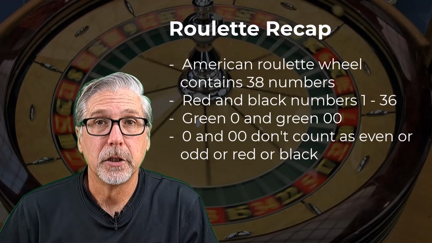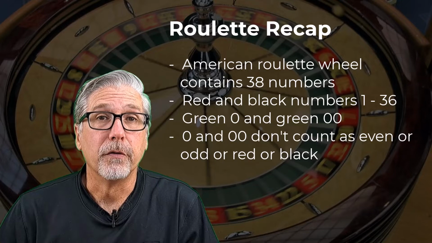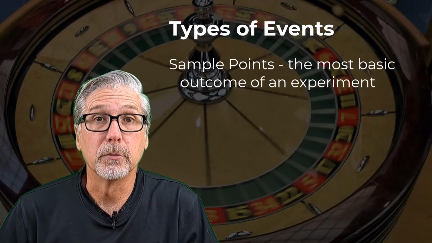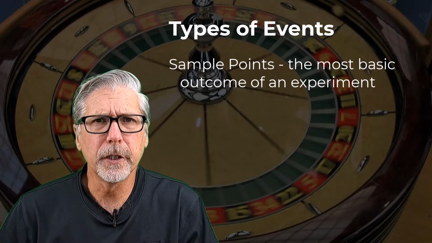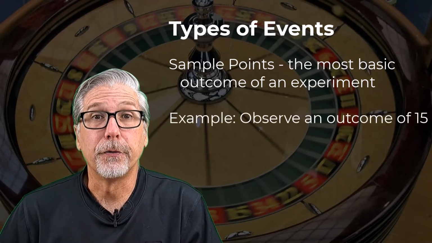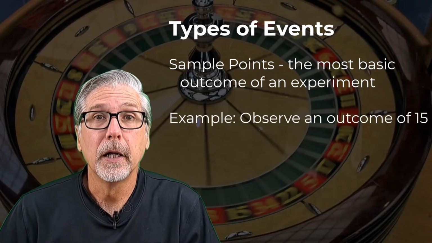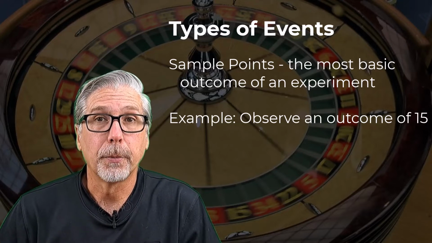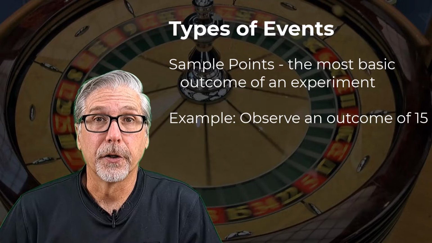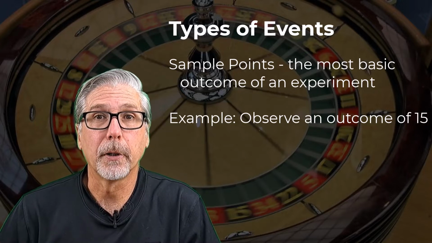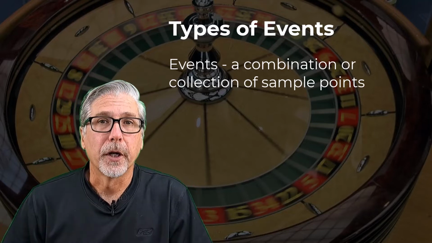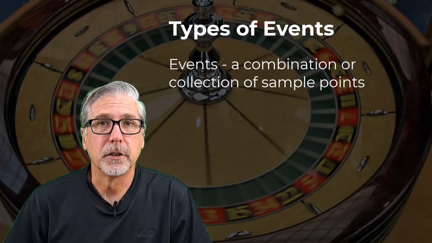In my first probability video, I defined sample points to be the most basic types of outcomes of an experiment. For instance, if we observe the value 15 on the roulette wheel, that is as simple as it gets. That's a good example of a sample point. Events, on the other hand, tend to be a little bit more complicated, as they are combinations of outcomes. I want to cover the most common types of events in this video.